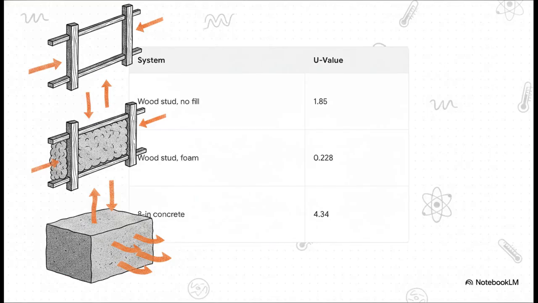Let's contrast some real-world examples straight from our source data using U values. U values represent the overall heat transfer coefficient. Basically, if R value is resistance, U value is the exact inverse, how easily heat passes through. So lower is definitely better. A standard 2x4 wood stud wall with absolutely no insulation in the cavity has a U value of 1.85. But look at what happens next. Fill that exact same cavity with polyurethane foam, and the U value plummets to 0.228.